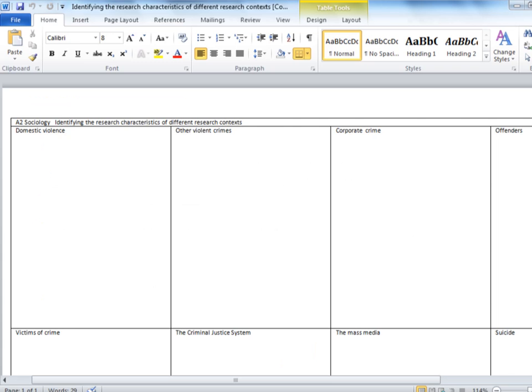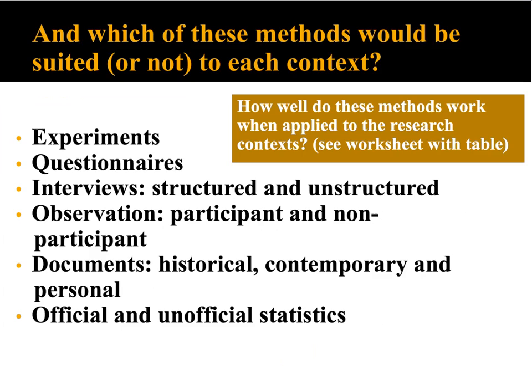On the next, this is what the sheet should look like, okay? And what I'll do is I'll attach it to the email for this lecture as well, okay? So this is the one I'm hoping you'll complete in this lecture. So as we go through, please can you have a think about which of these methods would be most suited for each context or not, okay? So which ones would be totally unsuitable.